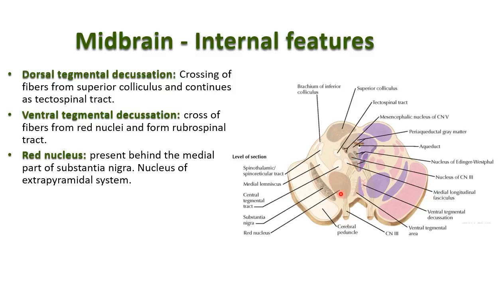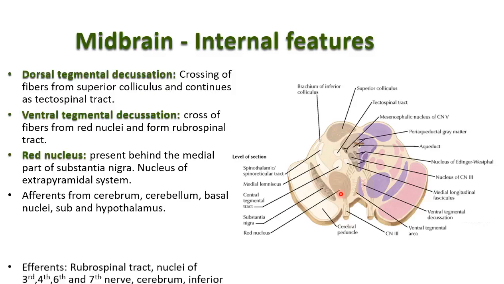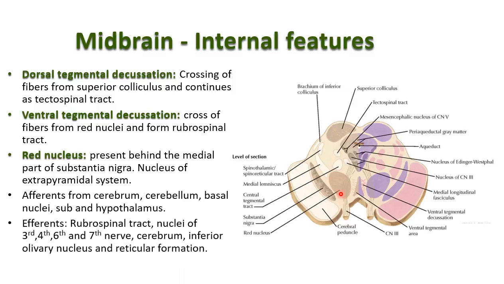So it is the nucleus of the extrapyramidal system. It mainly receives afferents from the cerebrum, then the cerebellum, and then from your basal nuclei, the corpus striatum I told you about, and the subthalamus and hypothalamus. Then it gives efferents to the third, fourth, sixth, and seventh nerves, and also back to the cerebrum, inferior olivary nucleus and reticular formation.